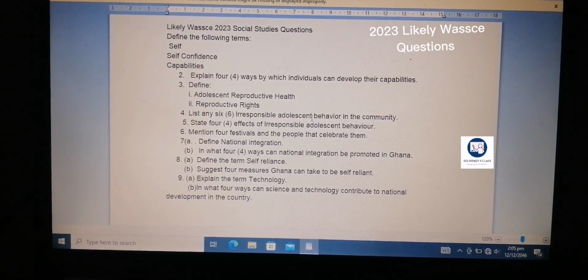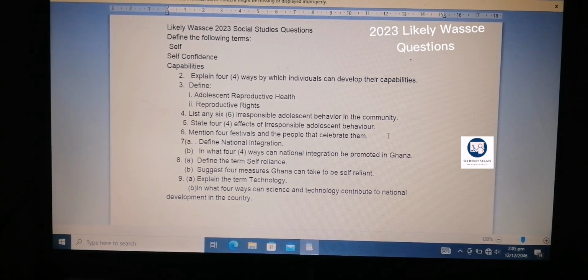Okay. So the next one says 6. Name 4 festivals and the people that celebrate them. Festivals are special occasions celebrated by people to mark special, historic, or important events. Some of these festivals include Homowo, celebrated by the Ga to hoot at hunger. We have the Hogbetsotso festival, celebrated by the Anlo to remember their successful escape from Notsie under Togbe Agokoli. We also have a festival called Odwira Festival, a festival for cleansing, celebrated by the Akuapem.